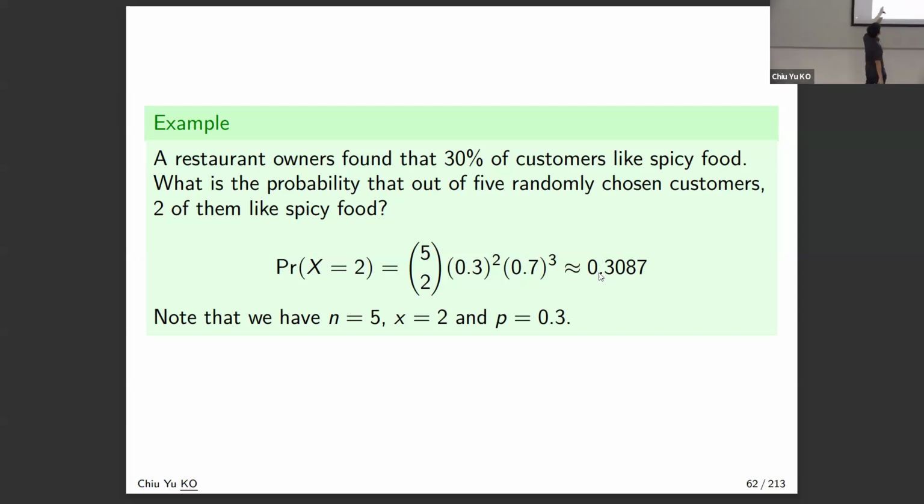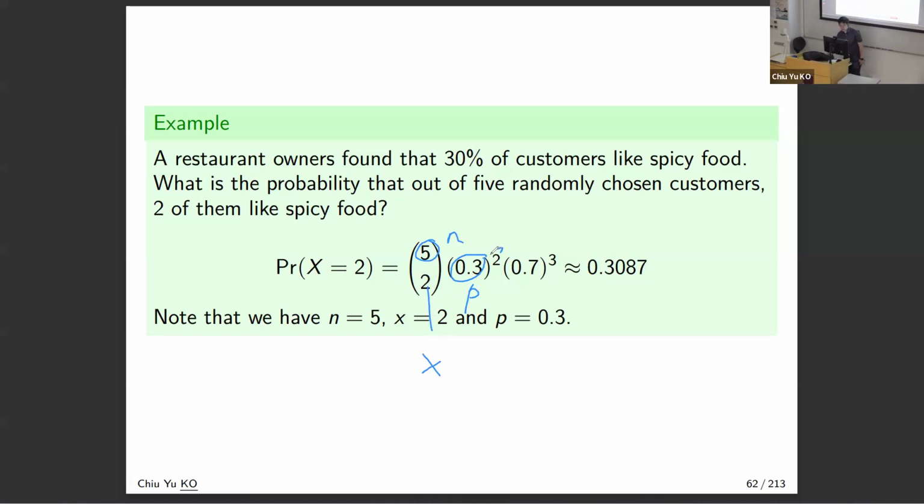So the probability of 2 is 5C2 times 0.3 raised to the power 2 times 0.7 raised to the power 3, right? Because P is 0.3, 1 minus P is 0.7, X is 2, and N minus X is 3. So that is how we get this number. Just to remind you, this is N, and this is X, and this is P raised to the power X, and this is 1 minus P raised to the power N minus X. And this is done. Okay, this is how you do this calculation.